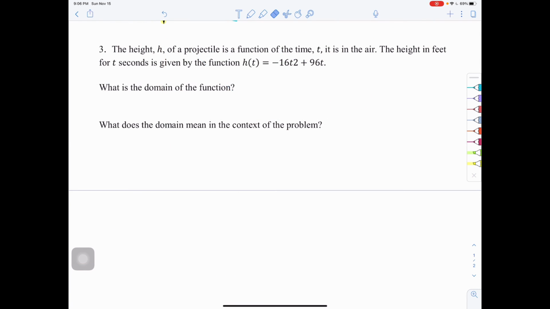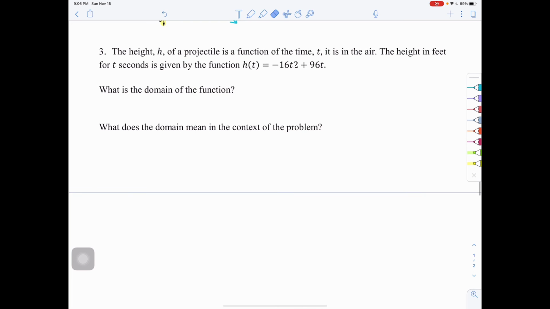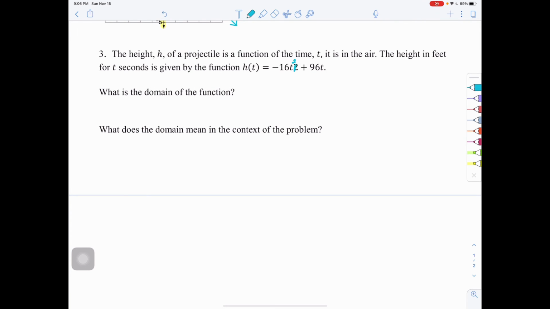Okay, let's look at our last. Let's take a look at number 3. The height h of a projectile is a function of the time t that it is in the air, and the height in feet for t seconds is given by this function. First of all, you can see that this should just be t squared. Okay? So basically, we have a projectile. It goes up into the air and it lands back down.